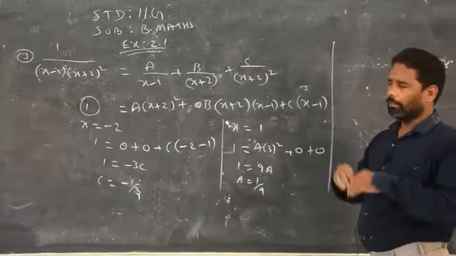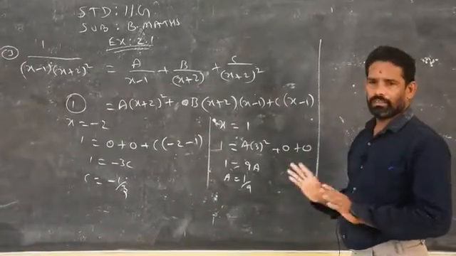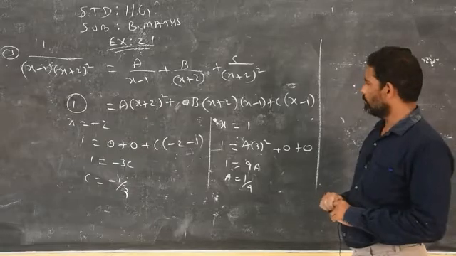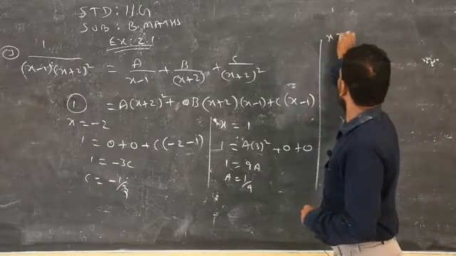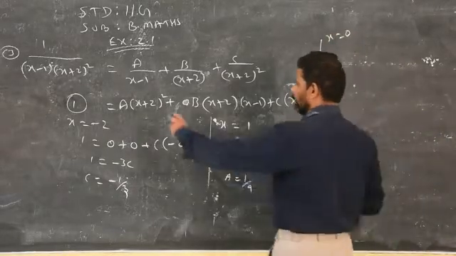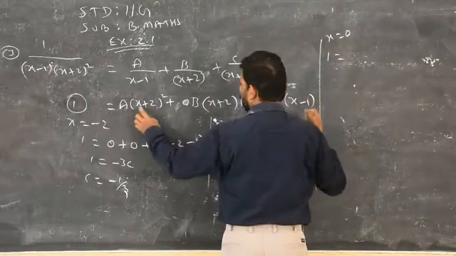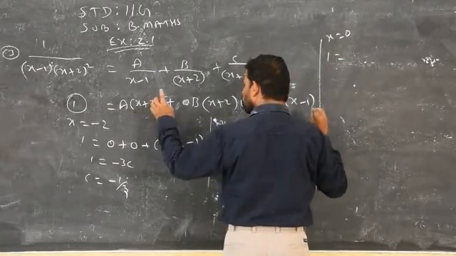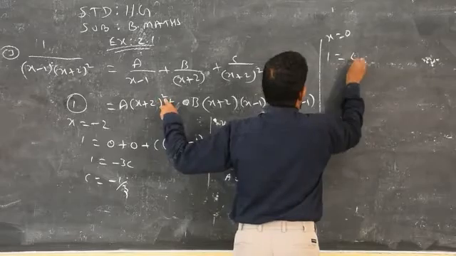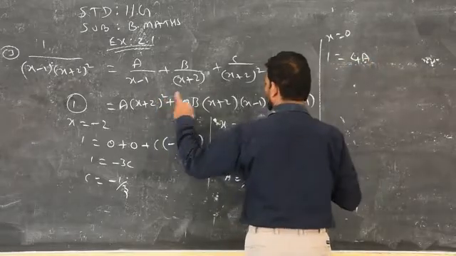Clear? If you replace x by any number, you will get a, b, c. So if you replace x is equal to 0, it is a simple one. So left side 1. When you replace x by 0, 0 plus 2, 2. 2 square is how much? 4. 4a. I am writing straight away.